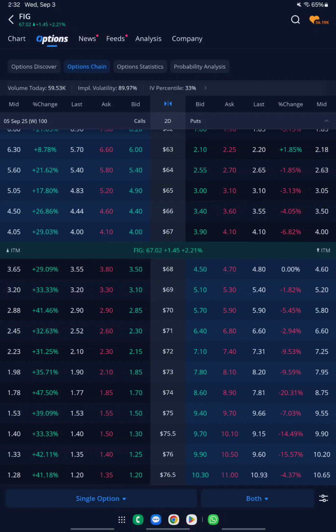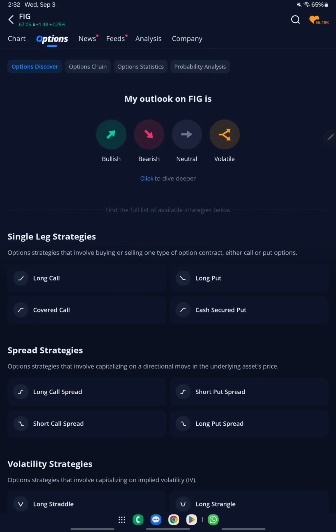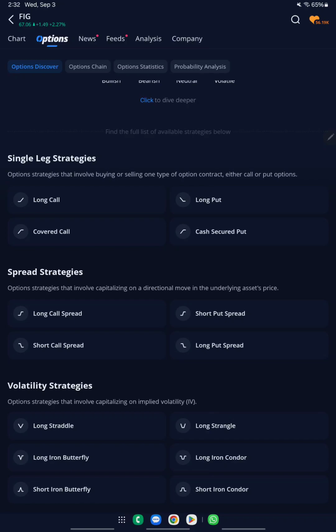So where do you go in order to build a debit spread on Webull? Here I come, select my stock, then I go to options. The first tab here is Option Discover. Here you have all of the strategies that you can build: long call, covered call, and so forth. We will tackle covered call next week, and I think we shared an article on cash-secured puts last week.